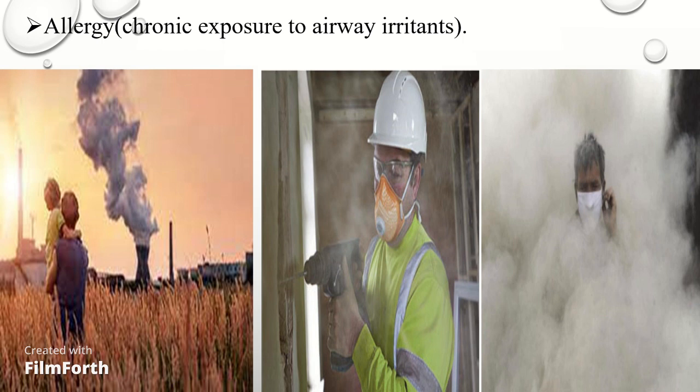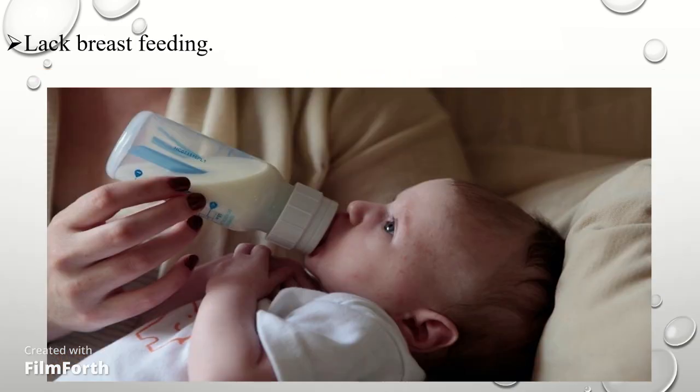Another one is allergy. Those people who have more or chronic exposure to airway irritants may have inflamed airways, due to which they may have asthma. The next one is lack of breastfeeding. Those children who don't have breastfeeding and have artificial feeding don't have good nutrition.